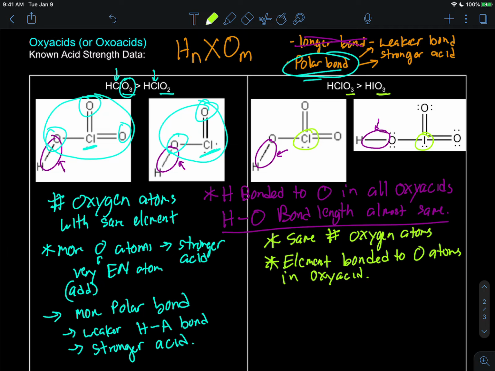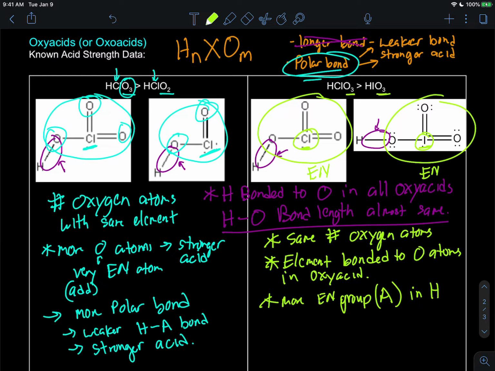And so we notice here we're comparing chlorine versus iodine, and again we're comparing the electronegativity of this whole group, right? Is that whole group very electronegative? Is that whole group not as electronegative? Because the more electronegative the group, what we would classify as A in HA, the more polar the bond.